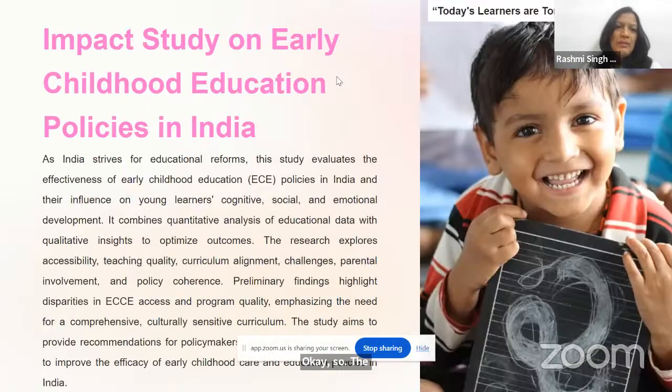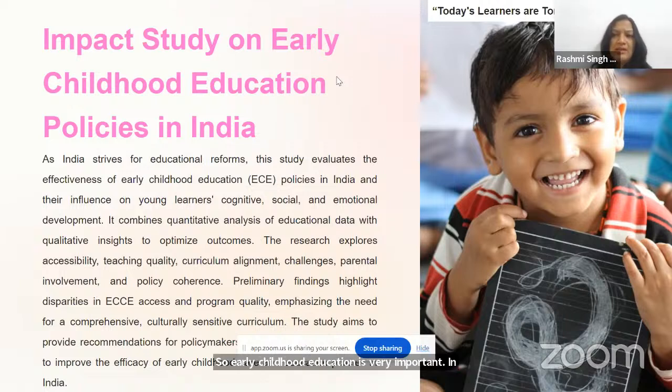The topic which I have taken is impact study on early childhood education policies in India. Early childhood education is very important in today's generation, as we say today's learners are tomorrow's leaders. We are focusing on the policies made for these children, and also the women involved in providing services to these children from the age group of 3 to 8 years old. This study covers all the challenges, the policies which are incorporated, and the impact from these policies which have been implemented.